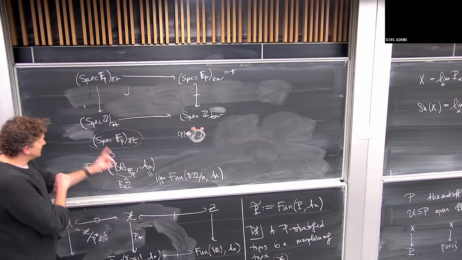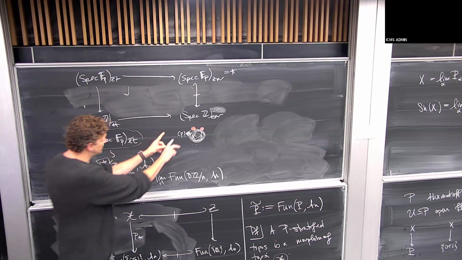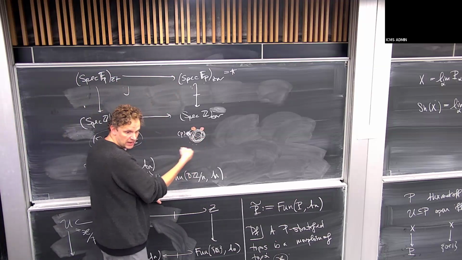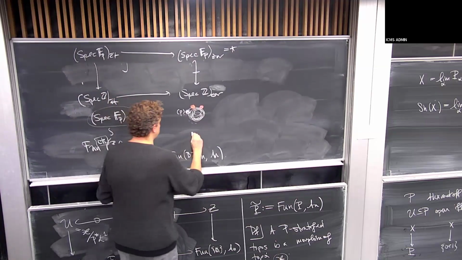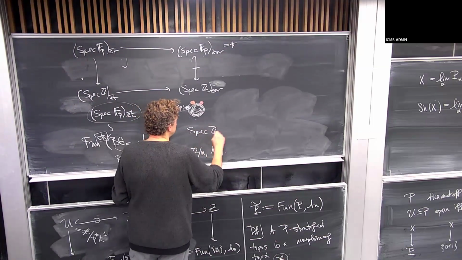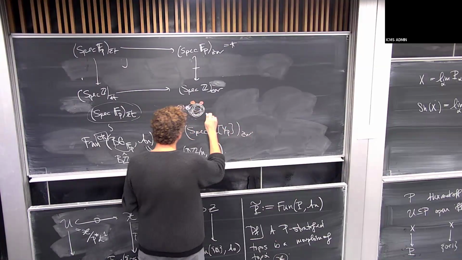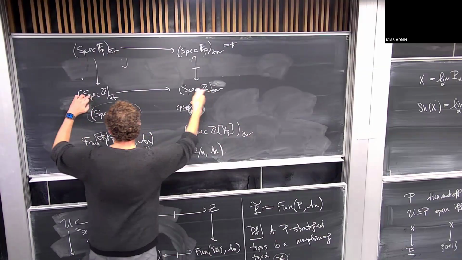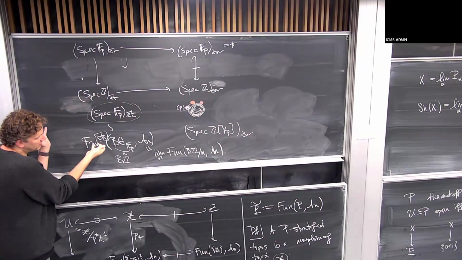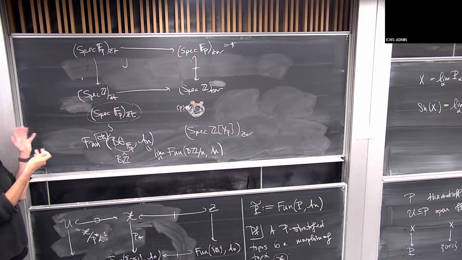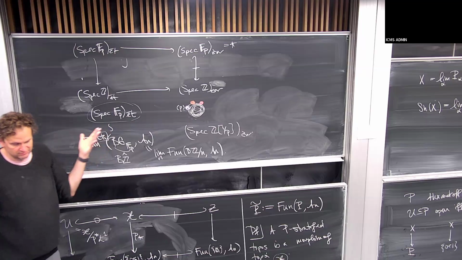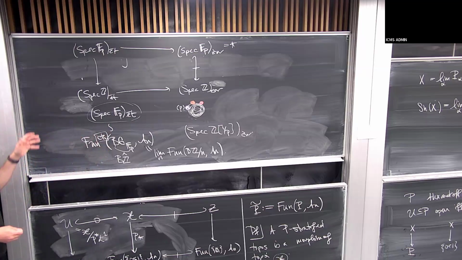Oh, yeah, so where's the open in this? Well, the open is spec of Z[1/p]. So if I look over here, I can look at spec of Z[1/p], czar. And that's an open sitting inside here. And if I pull that back, then I'm looking at the etale topos of this thing. I'm going to have to do some more work to tell you what that is.